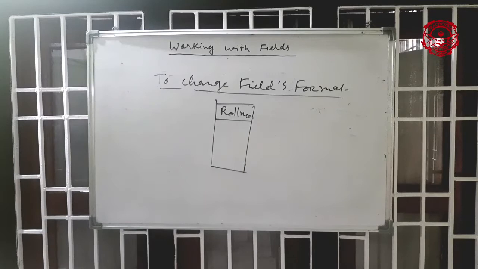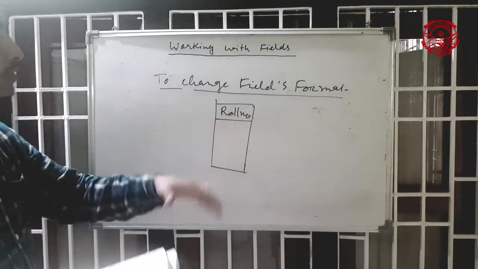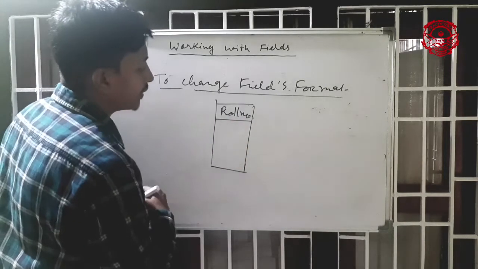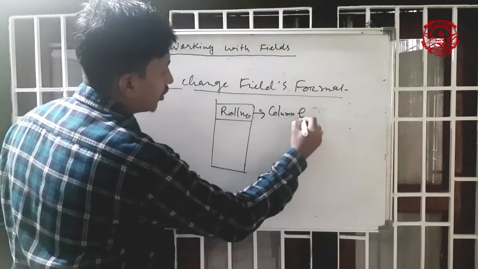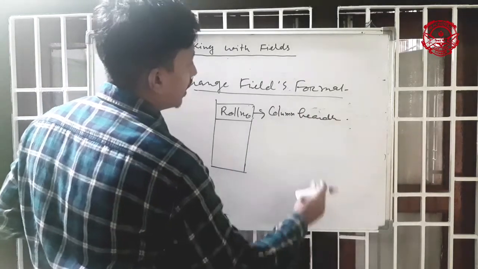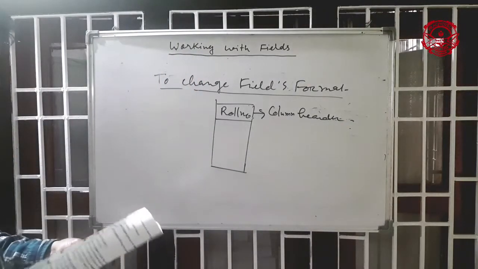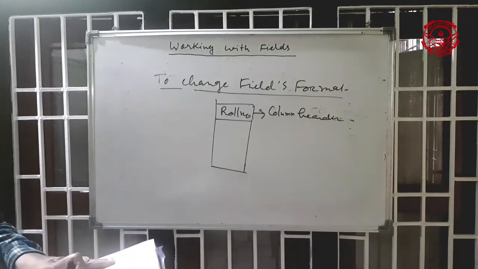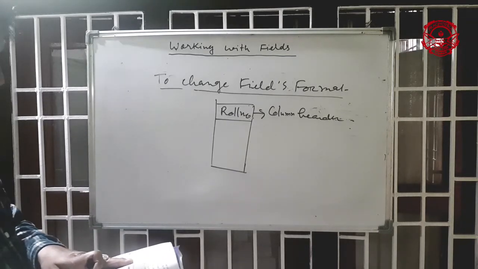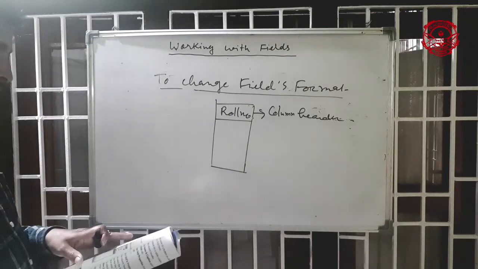Now, in the book you can see, click the column header. Column header means what? This is called the column header. Now, after clicking the column header, click the arrow next to the format box in the formatting group on the field tab. The various field formats are explained in the next chapter. Okay. Select the required format.